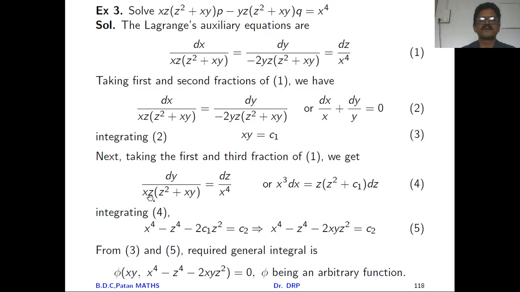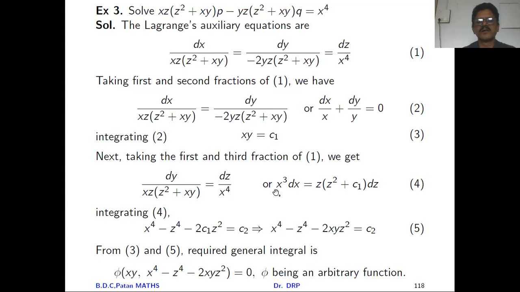And then friends, if you observe here, one x gets cancelled, or shift this x raised to 4 here and this term here. So it gives x cube dx is equal to z into z square plus xy. But xy is nothing but c1, and that is substituted here. So here the coefficient of dx is a function of x only. The coefficient of dz is a function of z only. So this equation is again in variable separable form. So what you have to do, you take the integration, it gives another solution.